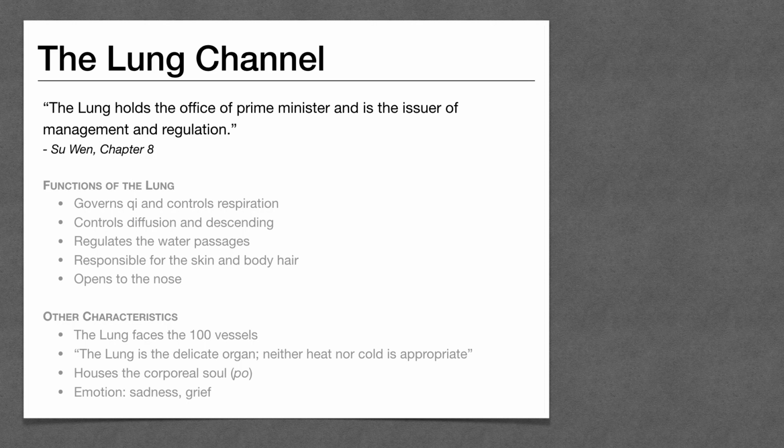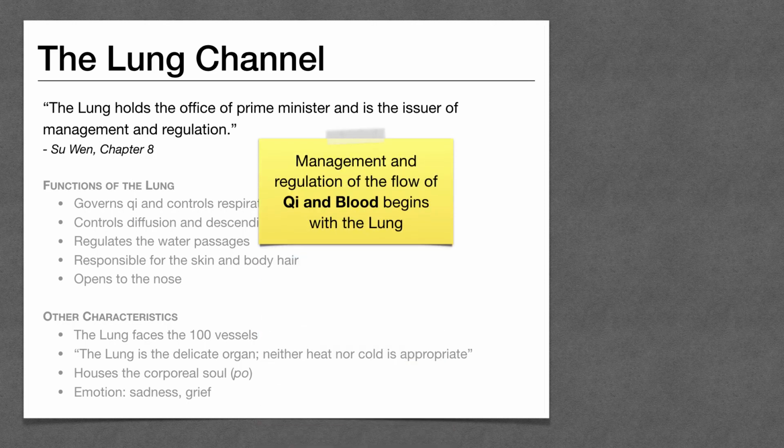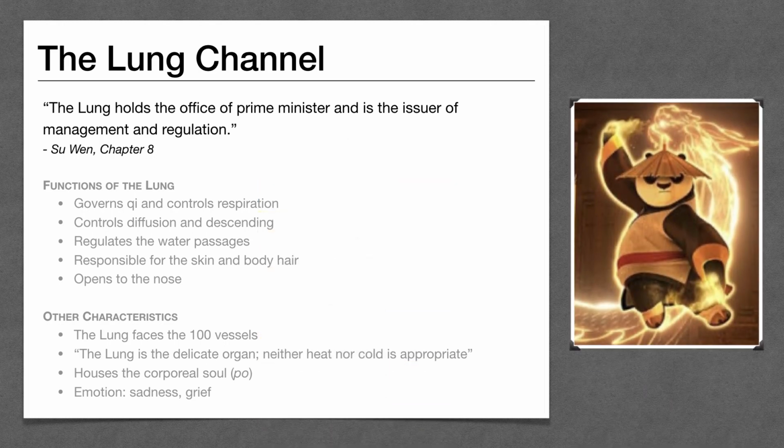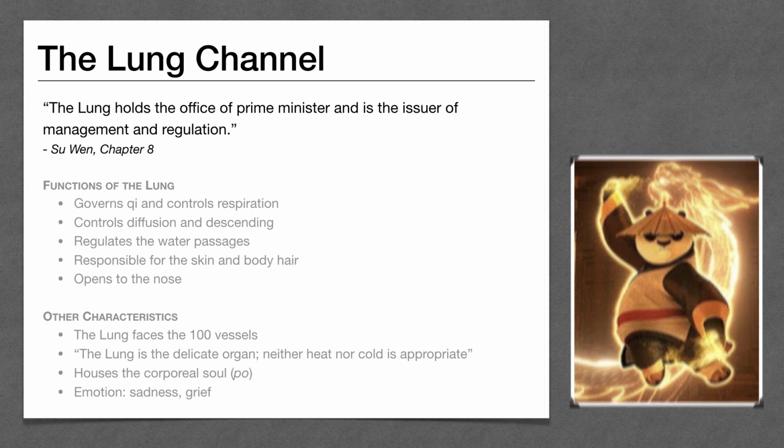Second, we say that the lung issues management and regulation. So what does the lung manage and regulate? Well, it manages and regulates the flow of qi and blood. This is a little bit strange, because normally we think of the heart pumping blood, or the liver governing free coursing through the vessels. But here we're saying that this management starts with the lung. Think of a Qigong practitioner. Qigong is essentially a set of breathing exercises. So by controlling the breath, the Qigong practitioner can control the flow of qi and guide the qi to specific parts of the body. So this is an example of how the lung can be used to regulate qi flow.